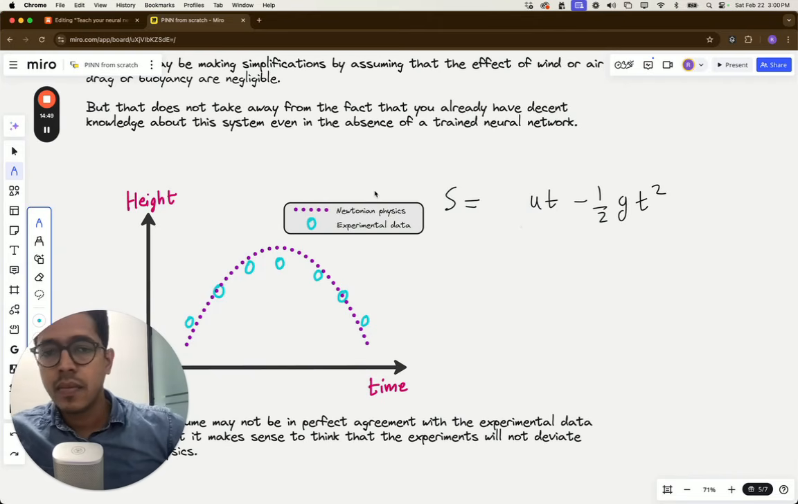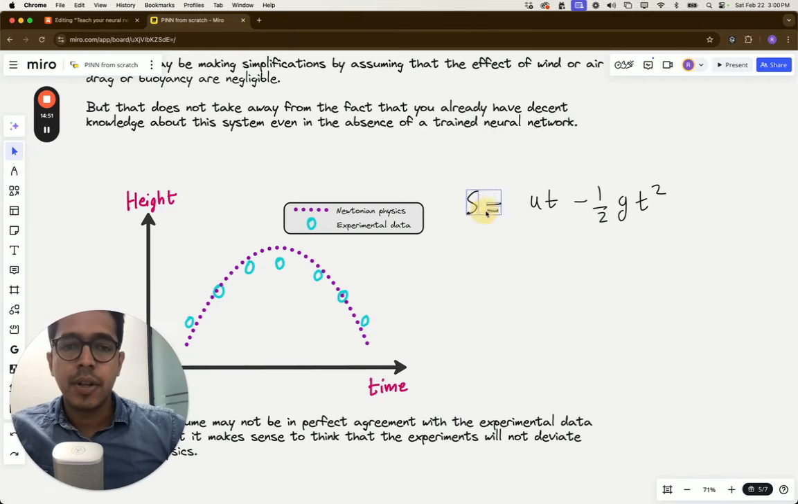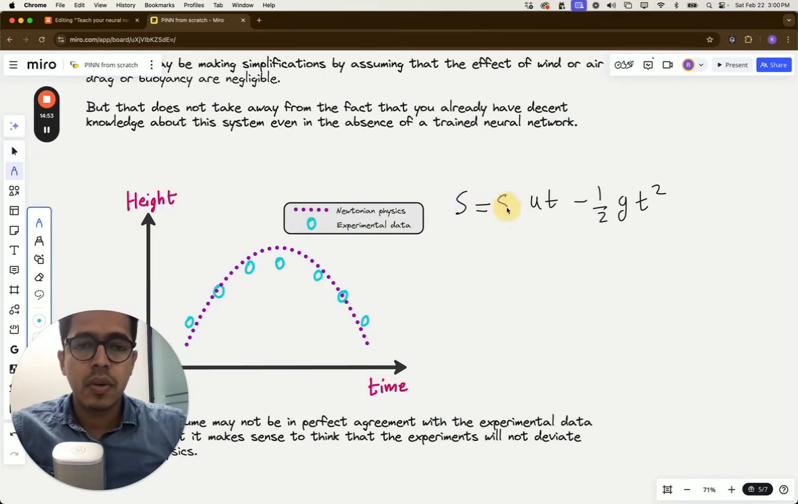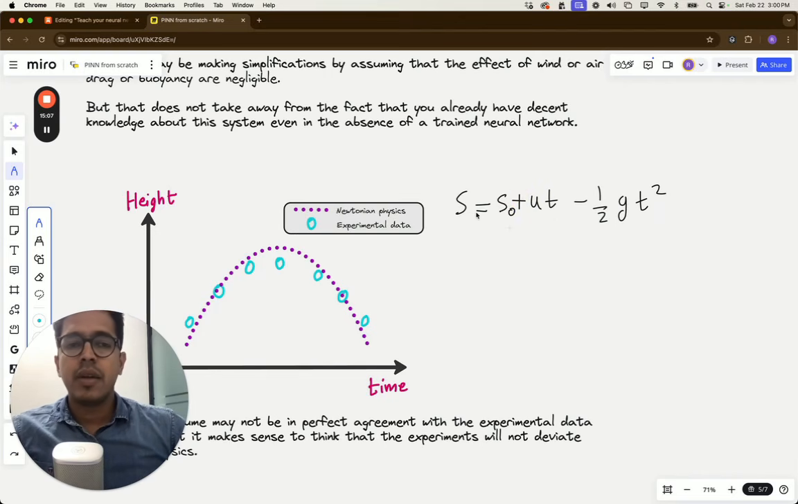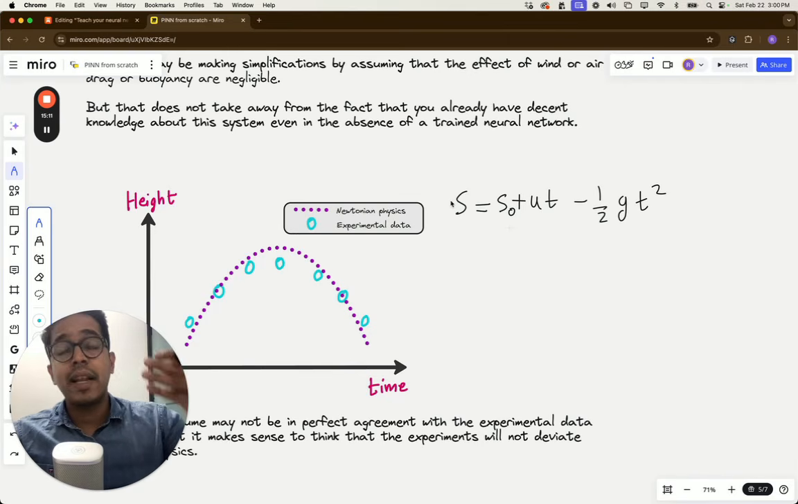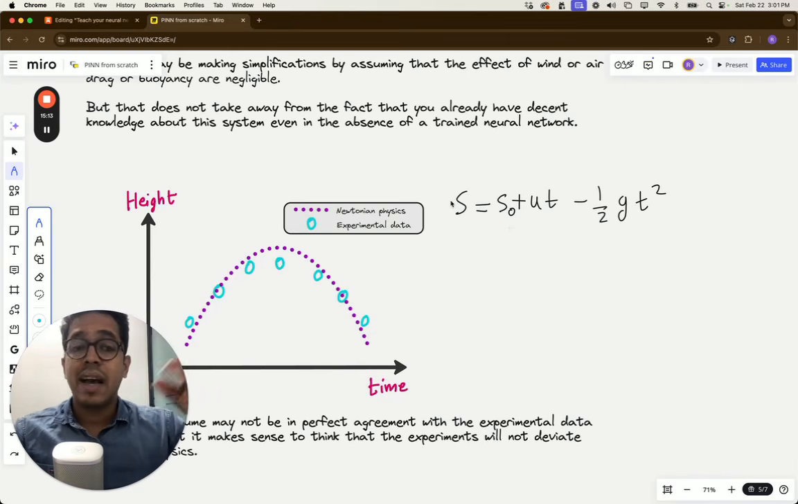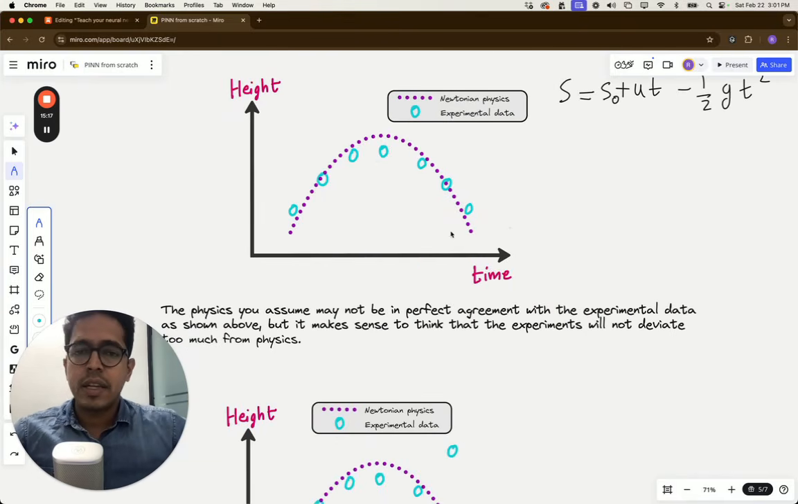Where you have the displacement equal to the initial displacement plus whatever is happening. So if you are only interested in how high the ball is going from your initial location at time t = 0, your displacement is s0 plus whatever motion happened due to you throwing the ball. So this is approximately how you can describe the height of the ball. That also can give you a parabolic shape like this.